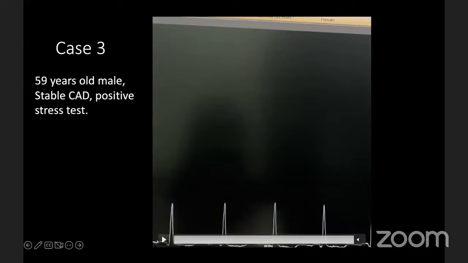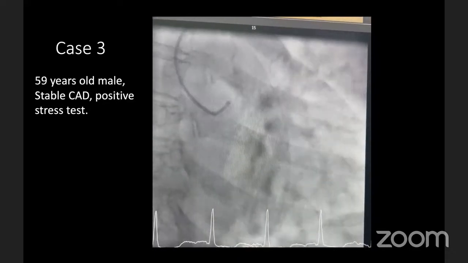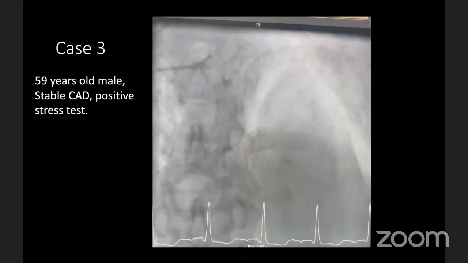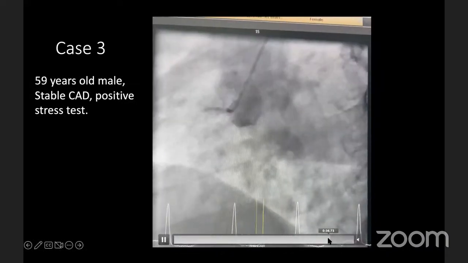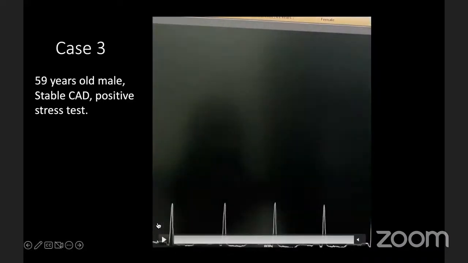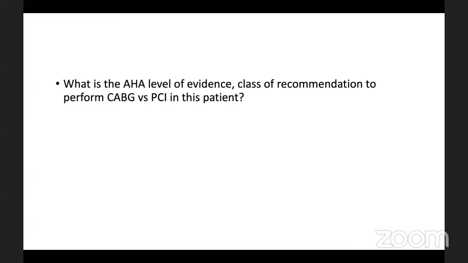59 male with triple vessel disease with positive stress test. So the cardiologists, they sent their report. They say they agree with most of your findings: ostial OM1, proximal LAD, significant stenosis. However, they reported the RCA as just a small vessel with small disease. So they didn't identify any significant lesion in the RCA. According to the AHA level of evidence and class of recommendation, what do you think we should perform for this patient? Bypass versus PCI?